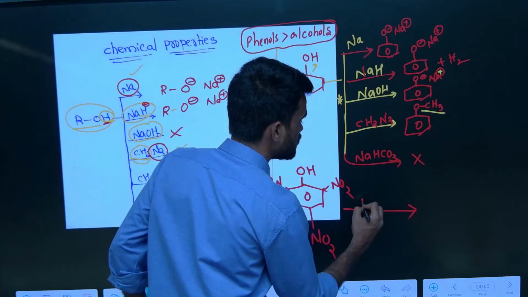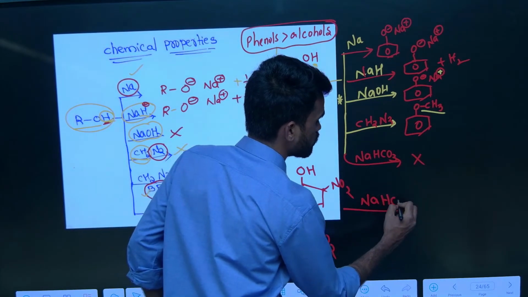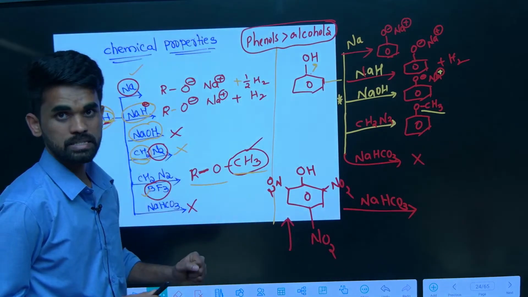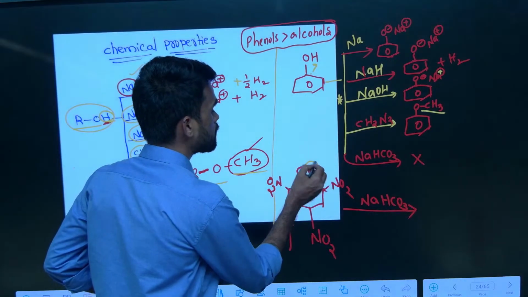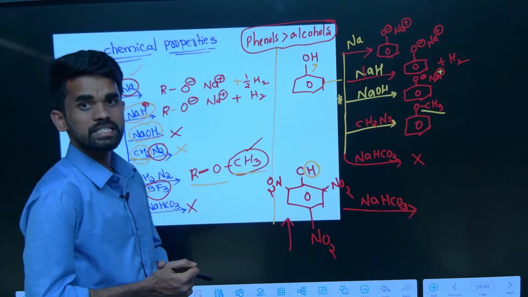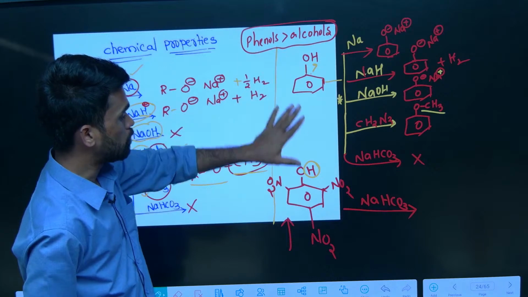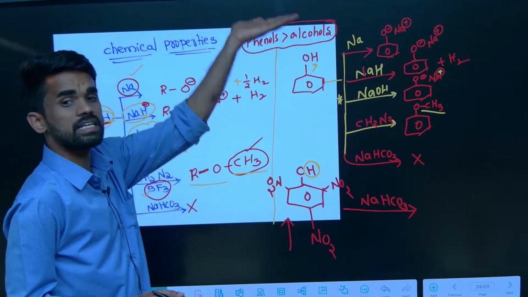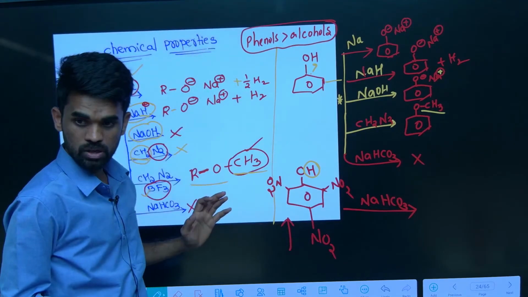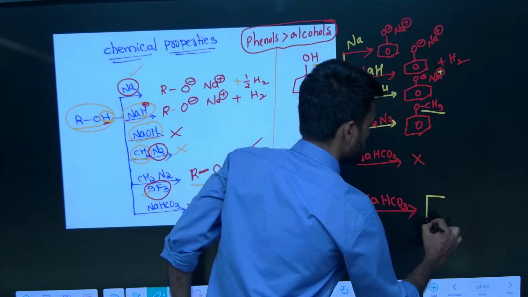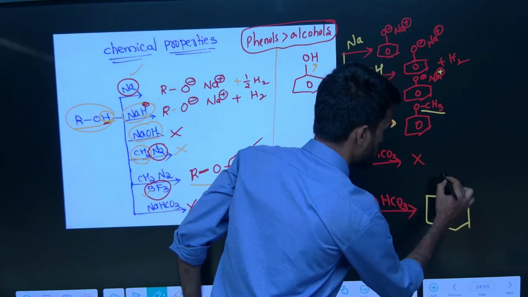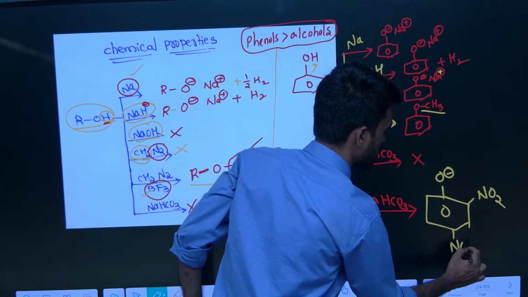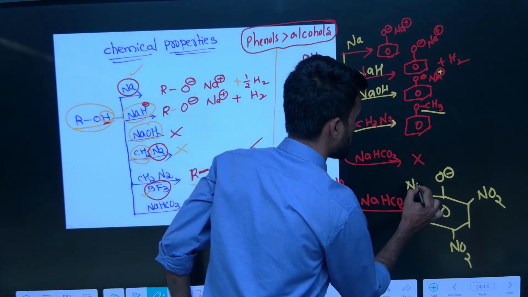Now if you treat this with NaHCO3, yes, now the reaction takes place. This proton will be removed. So what makes the difference? Here it is a simple phenol, but here the phenol is having electron withdrawing groups. So electron withdrawing groups increase the acidic nature of phenols, so that you are going to get a conjugate base. What is the conjugate base formed? Phenoxide ion with nitro groups, electron withdrawing groups like this. Okay, this is one of the important reactions to be remembered.